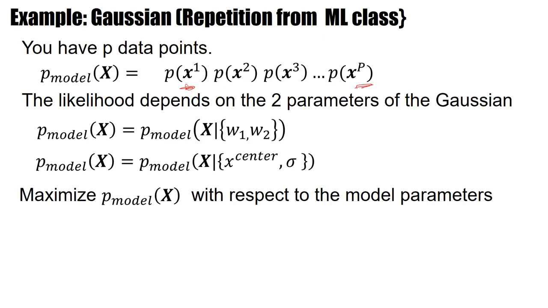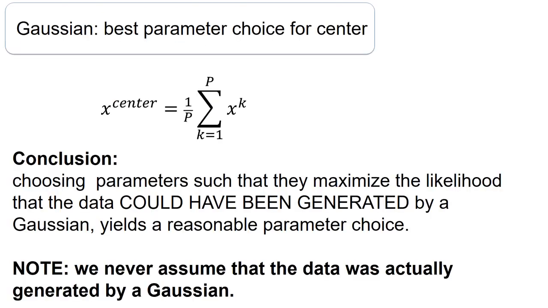This likelihood that the data points could have been generated by our Gaussian depends on the two parameters. In general, I denote parameters by w's, but now in this specific case, it depends on the center and the width of the Gaussian. And now let's try to maximize these parameters, the center parameter, the width parameter, so that let's maximize this likelihood p model of x with respect to the model parameters. And if you do that, what comes out is the best choice for the center is actually just to put it in the center of mass of all the data points.